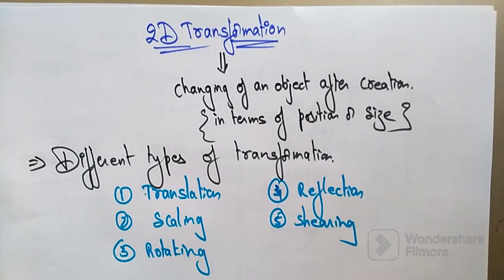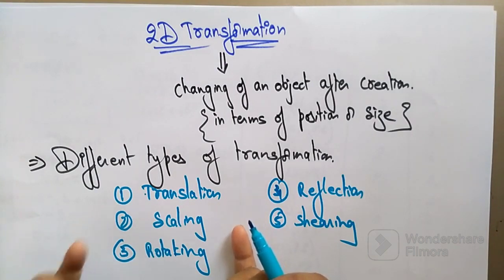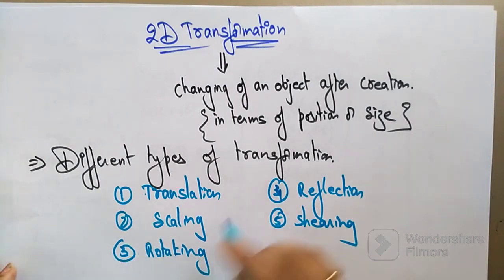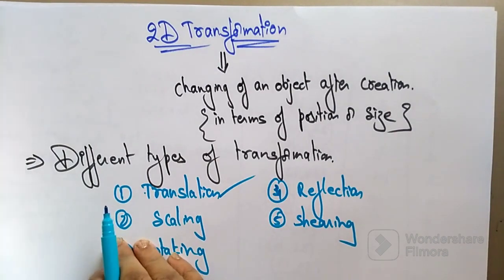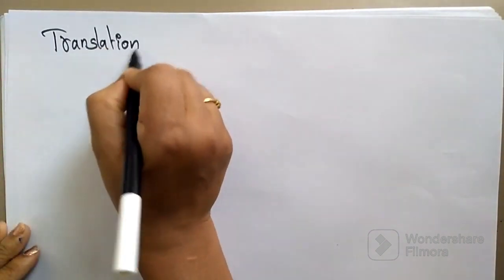Let me explain each and every 2D transformation by taking examples. First, let's start with translation. What is translation? How are you going to change that object in terms of position or size? Let me take the first one, translation. A translation means it will shift the object from one position to another position with the given translating factors in the x-axis or y-axis.